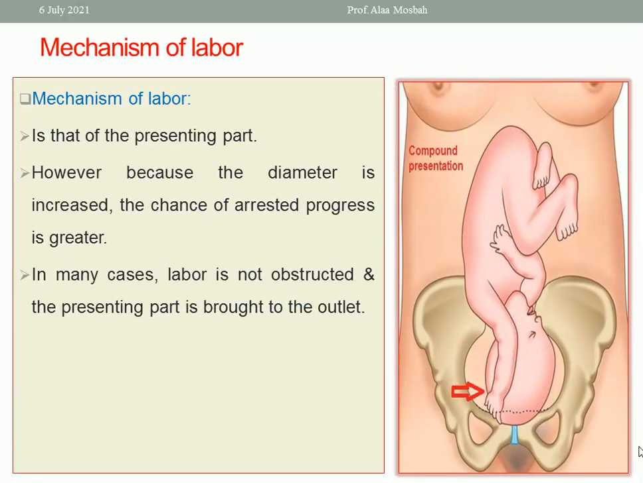What is the mechanism of labor? The mechanism is that of the presenting part, according to whether the presenting part is vertex or breech. However, because the diameter is increased, the chance of arrested progress is greater, as regards progress of descent and progress of cervical dilatation. In many cases, labor is not obstructed and the presenting part is brought to the outlet. Or maybe this limb may recede up and the problem is solved spontaneously.